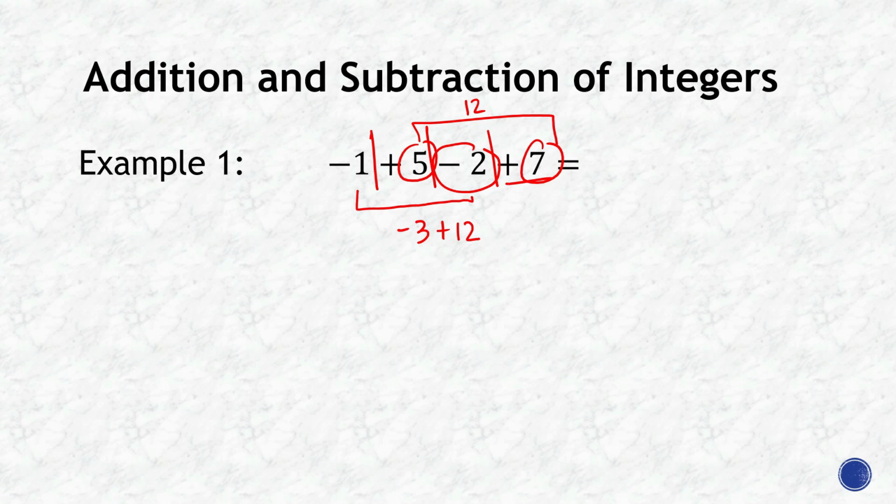Okay, they have different signs. So remember the rules of adding integers. If two numbers have different signs, the sign of the final answer depends on the sign of the larger number. The larger number here is 12 and it's positive, so the final answer should be positive. And we will subtract the two numbers. So this is 12 minus 3, which is 9. So the answer is positive 9. You can check that. You can use a calculator and type negative 1 plus 5 minus 2 plus 7, and it will be equal to 9.